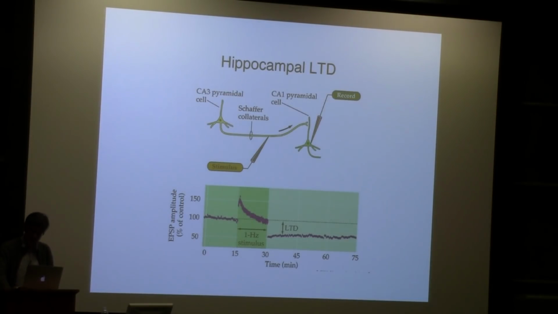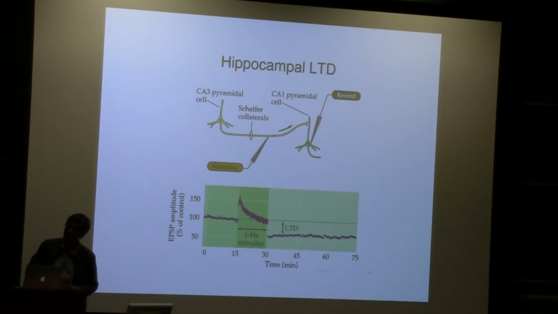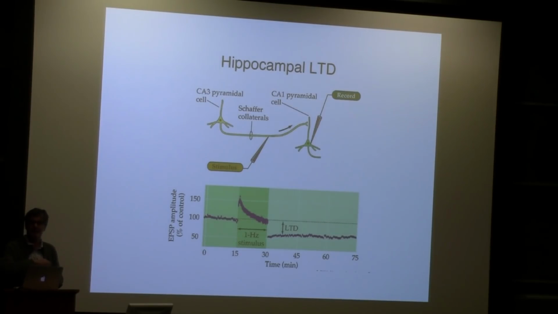So I have 10 minutes. I'm going to talk about long-term depression, which is basically the opposite of long-term potentiation. For many years, LTP, long-term potentiation, was discovered or demonstrated in 1973. Long-term depression was demonstrated in 1990, so 20 years after.